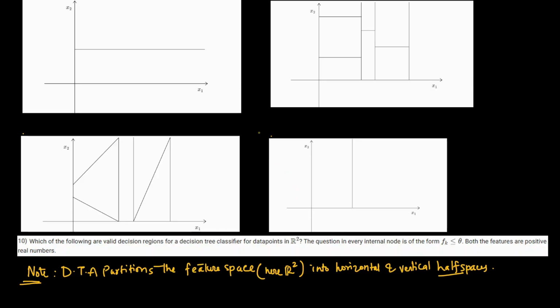So in these options, the first one has only horizontal lines, so this corresponds to a DTA. The last one also corresponds to a DTA, and the second one also corresponds to a DTA, because all of them are horizontal or vertical lines. But the third one does not correspond to a DTA because there is a diagonal line as well.